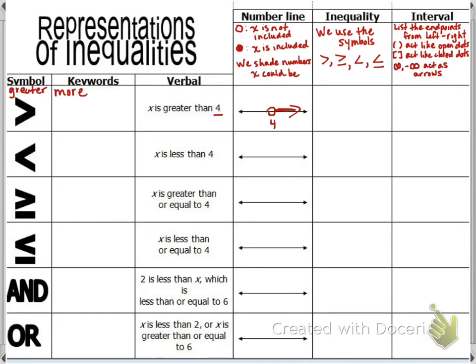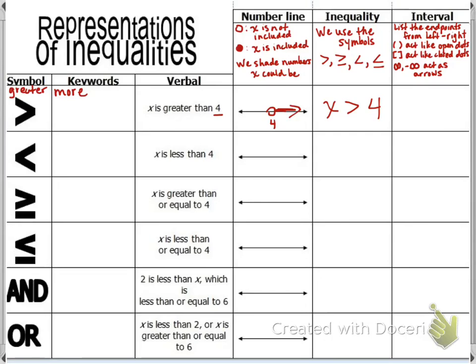So if I said, is 5 a solution to this inequality? You would say yes, because it's greater than 4. Is 2 a solution to this inequality? No, because 2 is less than 4. It is not greater. If I said, is 4 a solution to this inequality, you would have to say no, because x has to be greater than 4. It can't equal 4. As an inequality, we just use the symbols. X is greater than 4.